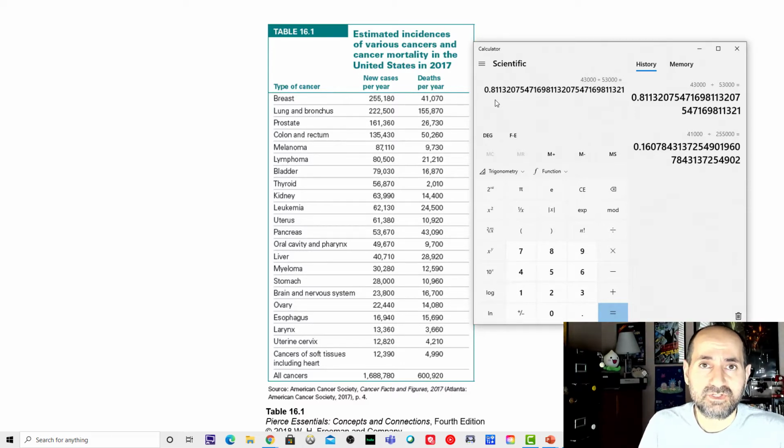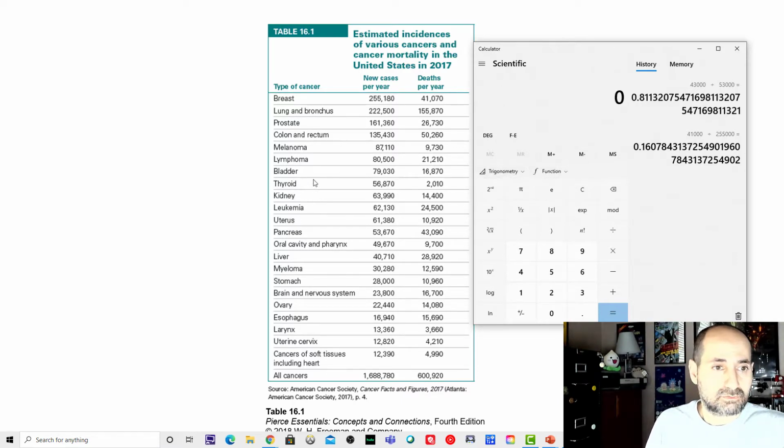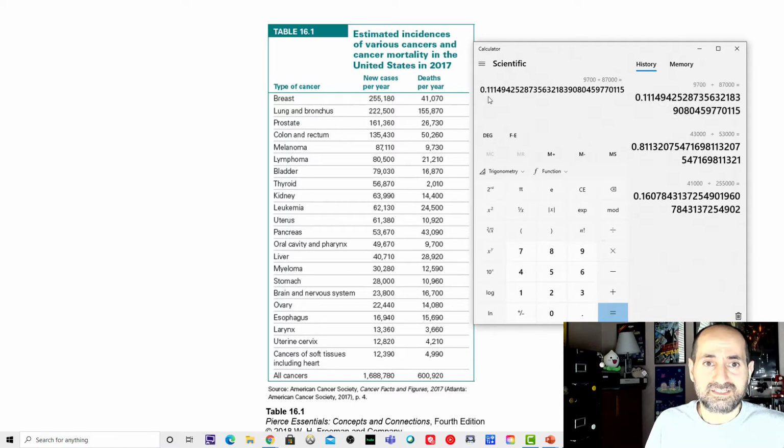And some cancers have a lower mortality risk. So one of the lower ones would be melanoma. 9,700 deaths in 87,000 cases. So only an 11%. Now, that's still high, don't get me wrong. Melanoma deaths are still high, but 11%. But with pancreatic cancer, you saw it was 80%. And you might be wondering why.